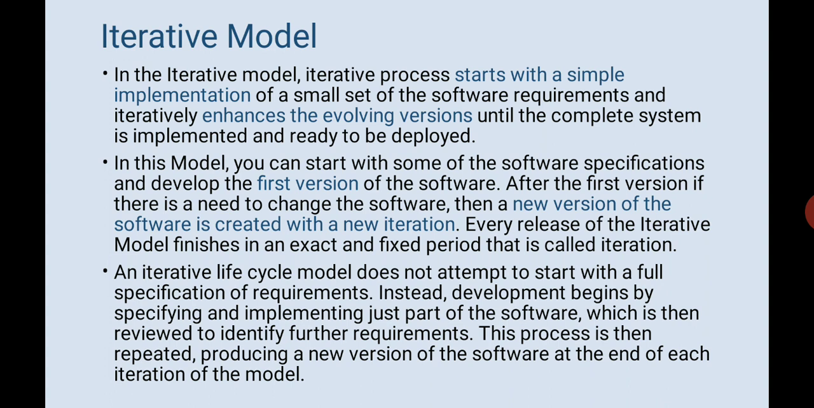Instead, the development begins by specifying and implementing just a small part of the software, which is then reviewed, and again we identify further requirements, and again we add and make it better. So this process is repeated, producing a new version of the software at each iteration of the model, right? And when we finish each of the iterations, when we are satisfied that this is my final project and now I am done. Unless and until we are satisfied, we will continue with the iterations.